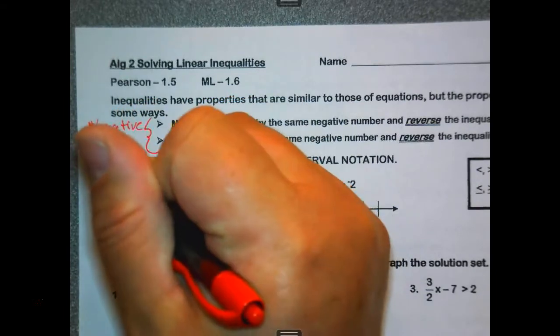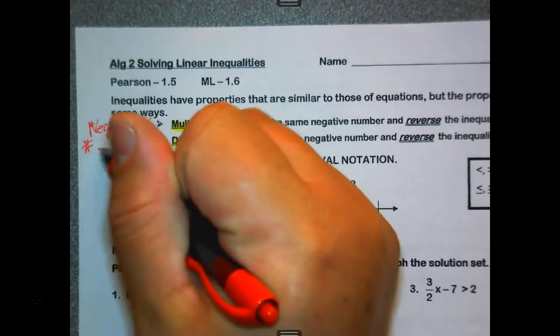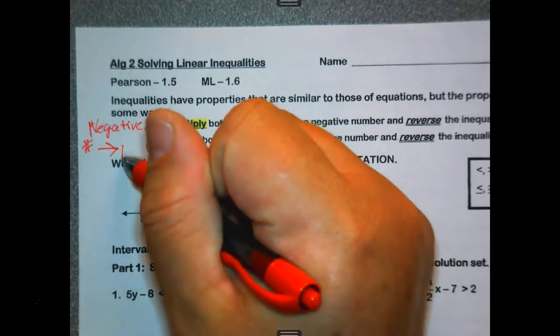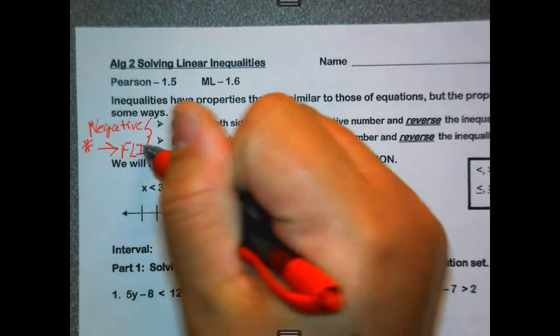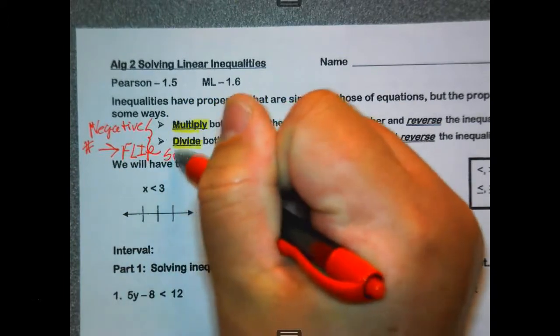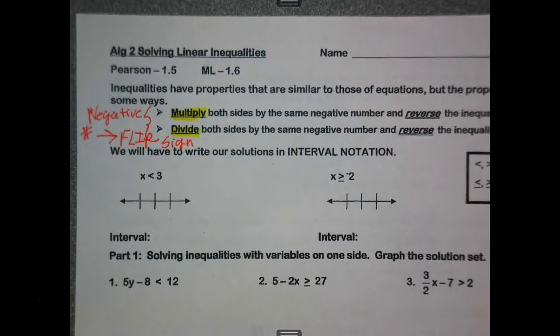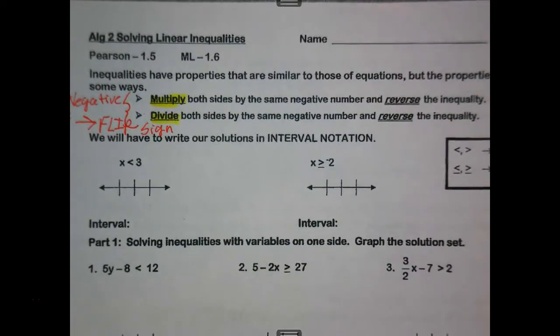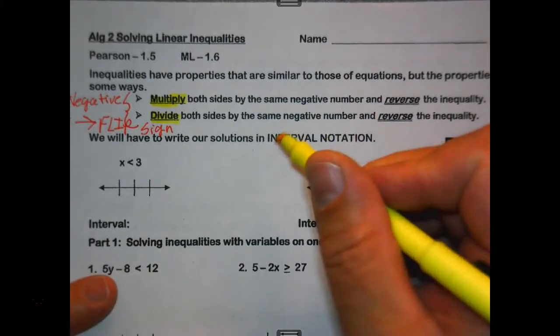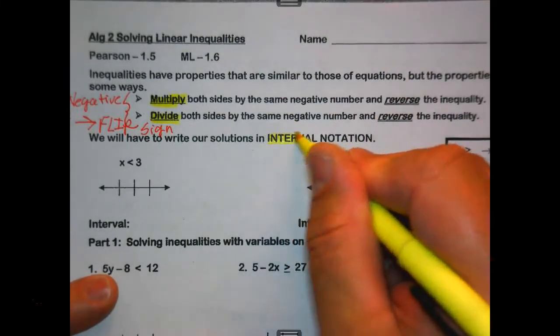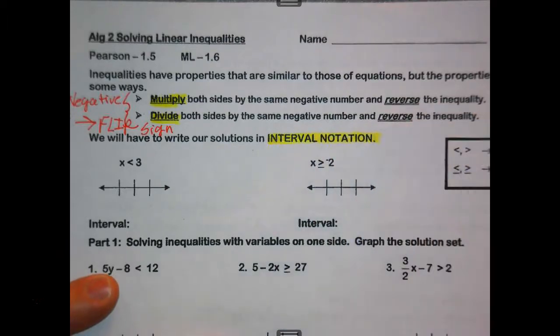What do you have to do? Yep, you have to flip the sign, right? You have to be careful with that with inequalities. And the new thing for Algebra 2 compared to Algebra 1 is interval notation.